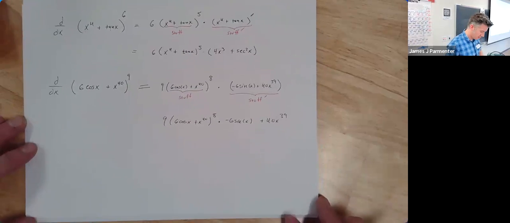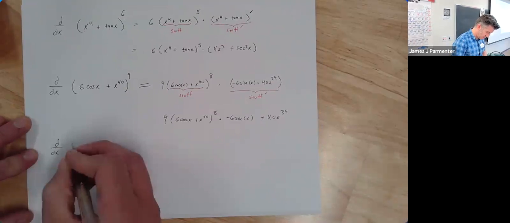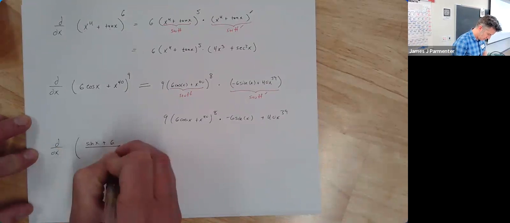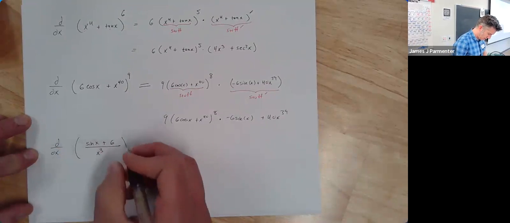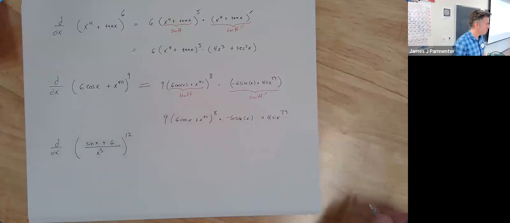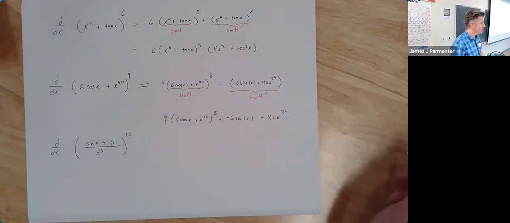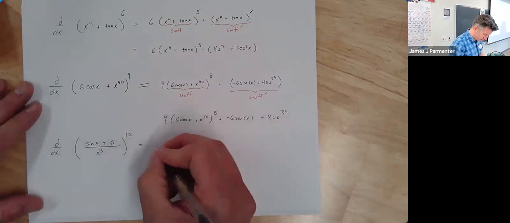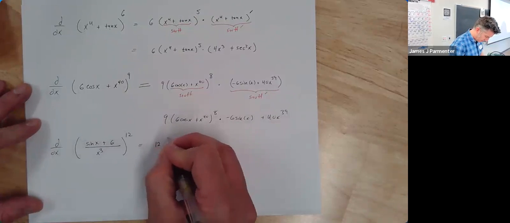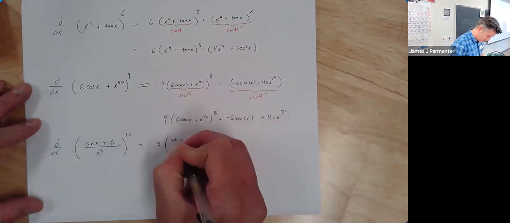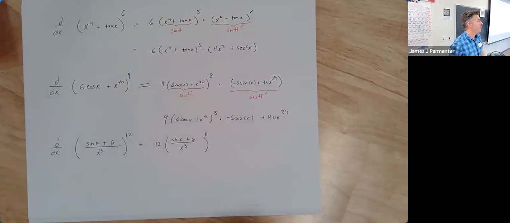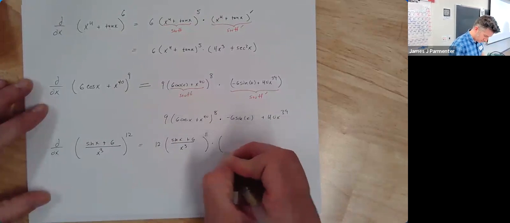It can get more complicated. For example, maybe we're doing something like the derivative of sine of x plus 6 over x cubed, all raised to the 12th power. Well, the same idea is still applicable. You still have some stuff to a power. And the derivative of some stuff to a power is going to be, in this case, the power is 12. So it's going to be 12 times that stuff to the 11th power. And then we have to multiply by the derivative of the stuff.